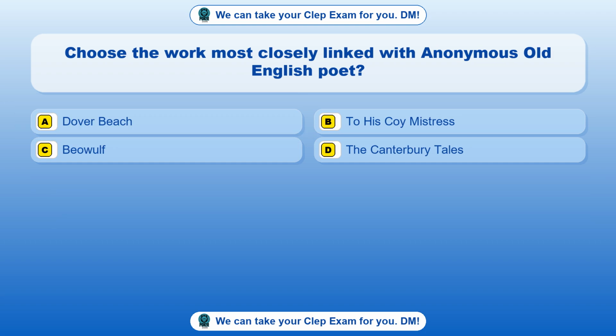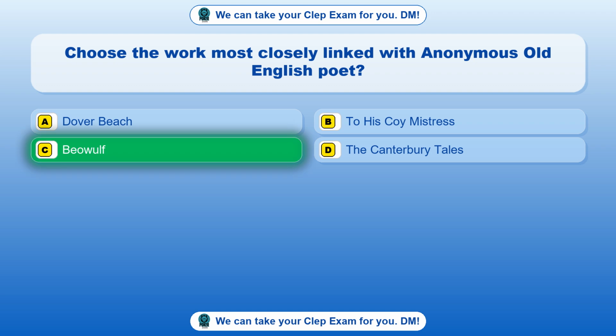Question 23. Choose the work most closely linked with an anonymous Old English poet. Option A. Dover Beach. Option B. To His Coy Mistress. Option C. Beowulf. Option D. The Canterbury Tales. The correct answer is option C.